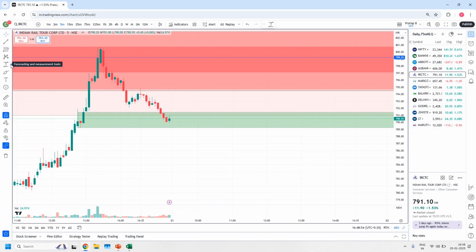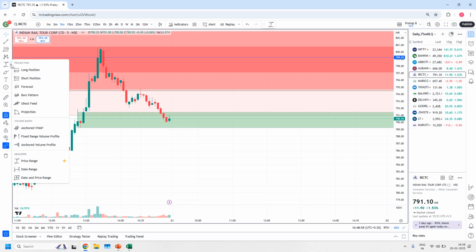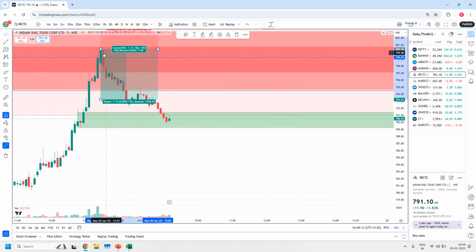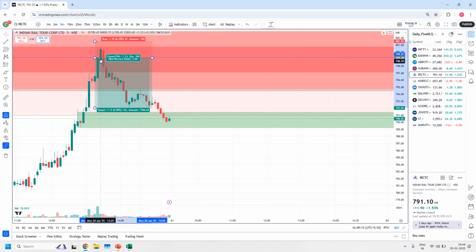I already explained the long position and short position tools in our phase 2 training program. I don't remember which lesson, maybe lesson 16. But please correct me. If somebody knows the exact lesson number, you can put it in the comment section. Okay, here we have a short position tool. I clicked the tool and I have adjusted it in such a way.